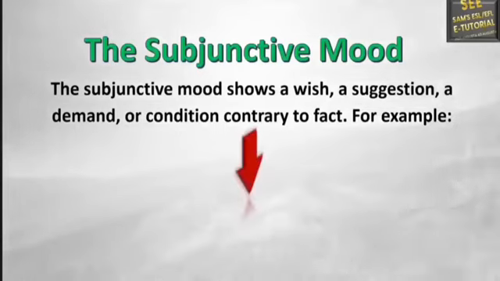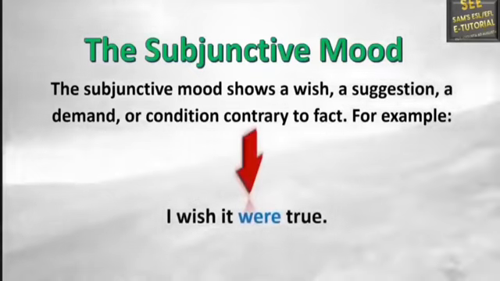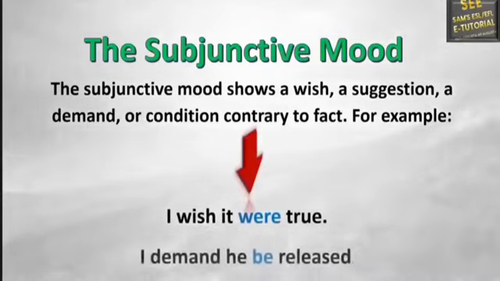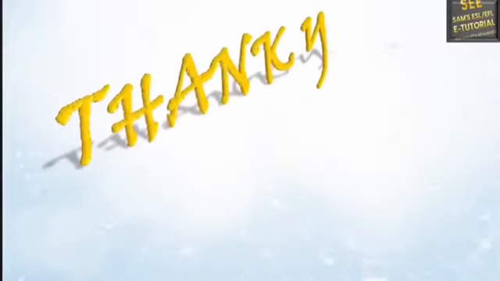So here is how a primary auxiliary verb can help us express it. Now take a look at this: I wish it were true. I demand he be released. Now all of these are again primary auxiliary verbs that have actually helped us to express mood. From what we've learned so far, we now realize that primary auxiliary verbs can perform various functions, including expressing tense, expressing mood, and of course expressing voice.